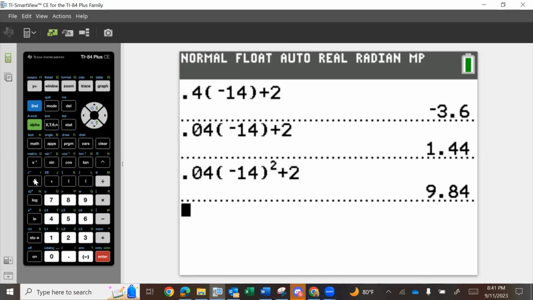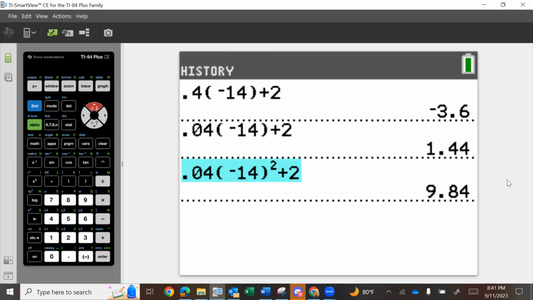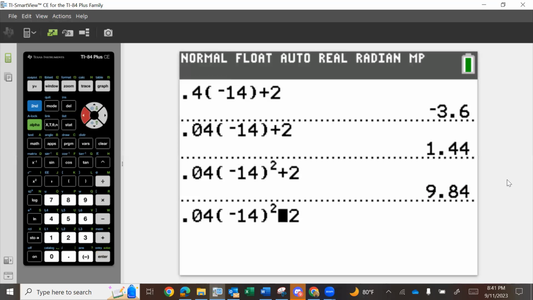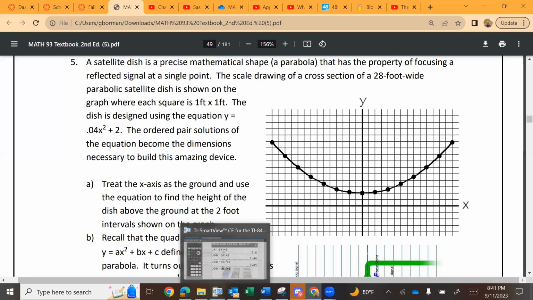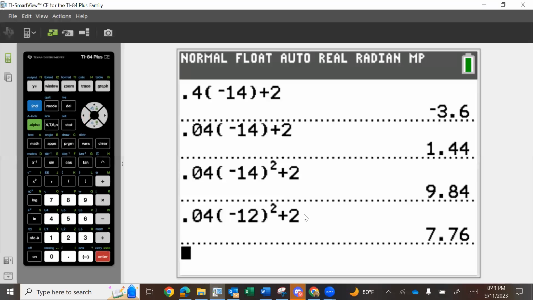That's close to 10 feet off the ground. Okay, so when x is negative 14, y is 9.84 feet. I'm going to arrow up, highlight that, hit enter, and then say the next point on the graph was when x is negative 12. And so I can just say, boom, like that, 7.76 feet. That'll be the y coordinate that goes with that one.